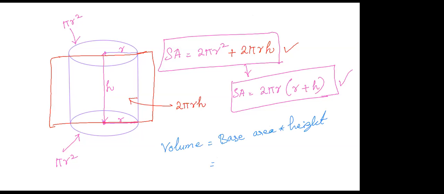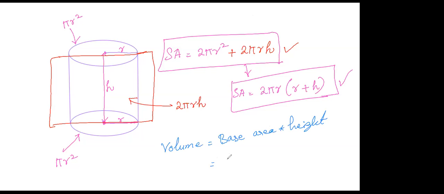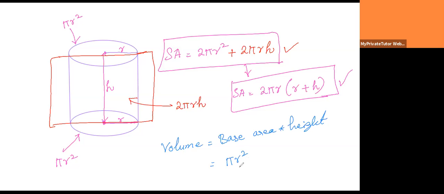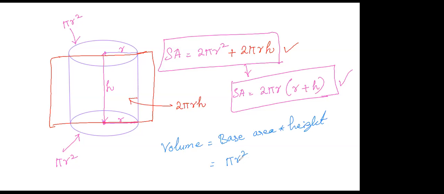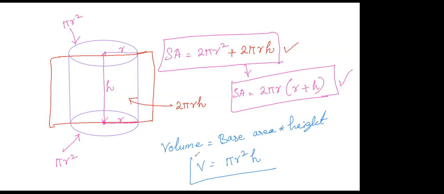Circle. So what is the base area? Which means the area of the base, which is the area of a circle, pi r square, isn't it? So what is height? Which is the height of a cylinder, h. So this is the formula to find the volume of a cylinder.